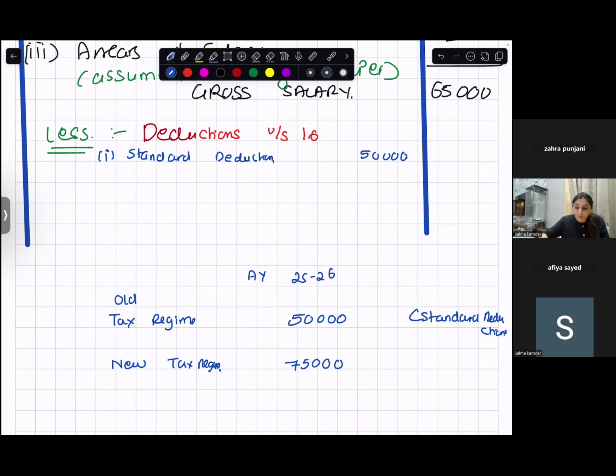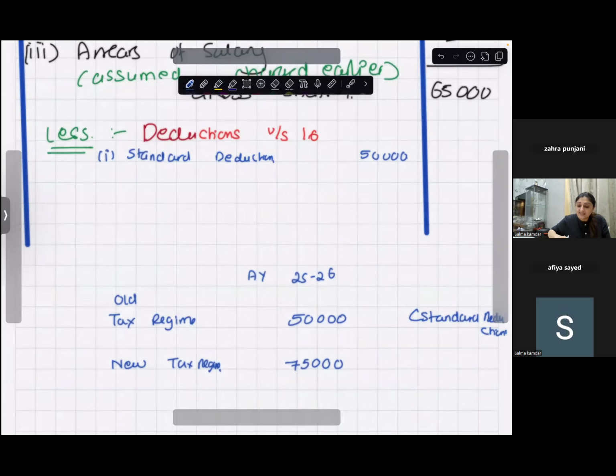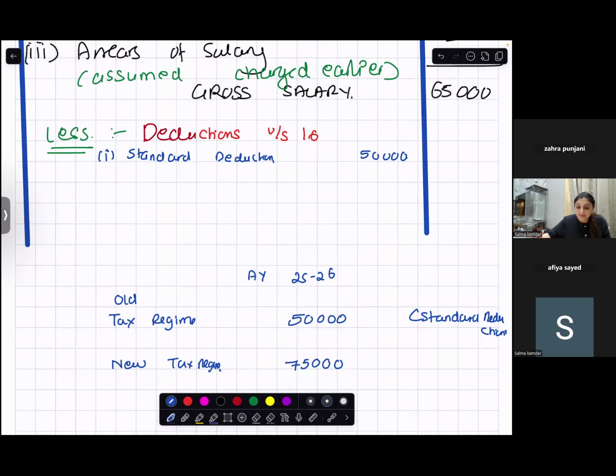So one deduction that would be there is your standard deduction under section 16, which is how much? If you're following the old regime, 50,000. If you're following the new regime, then 75,000.